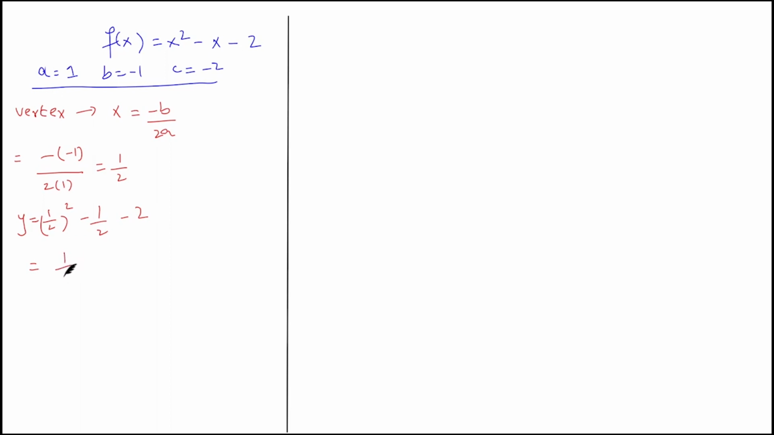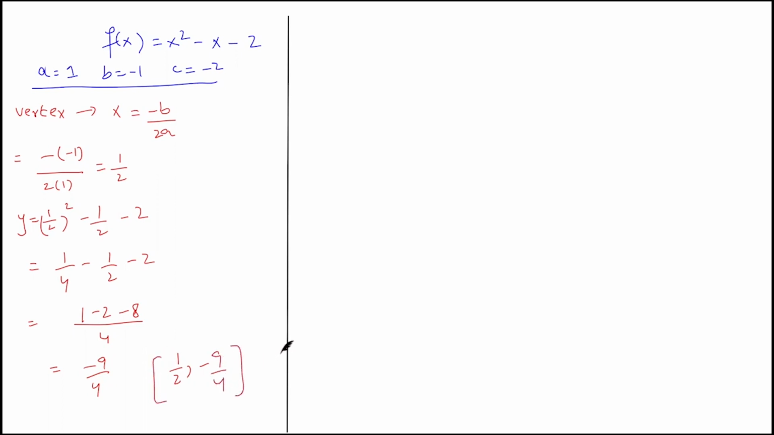We have 1 over 4 minus 1 over 2 minus 2. You take the LCM, you will get 4. Just do the math and you will see you will get 1 minus 2 minus 8. So the answer is basically minus 9 by 4 or minus 2.25. So the vertex, the entire point, is 1 comma 2 minus 9 by 4. This is our minimum point.